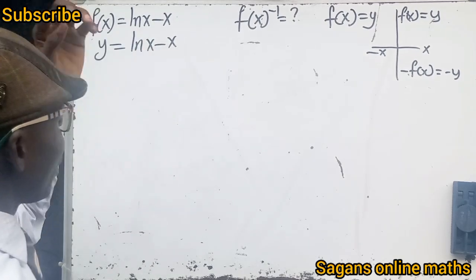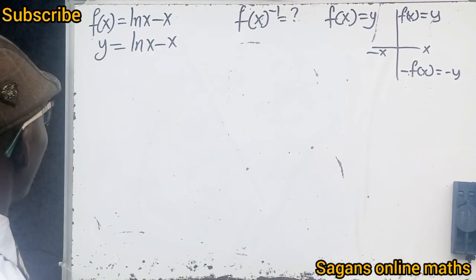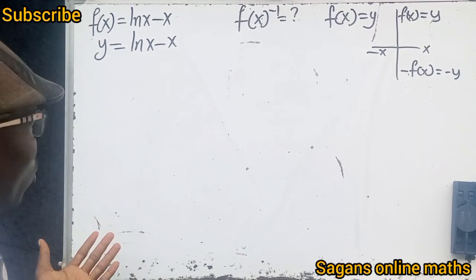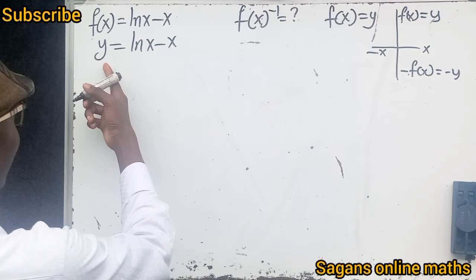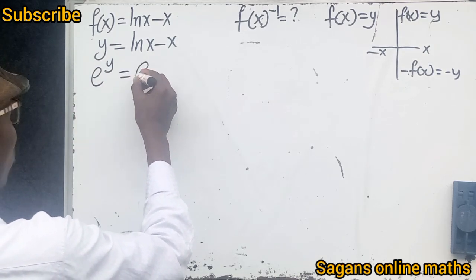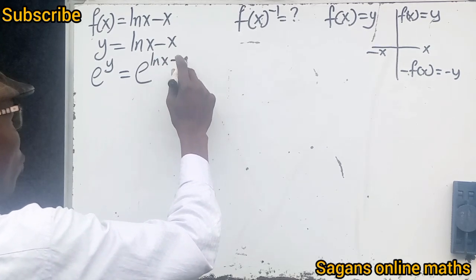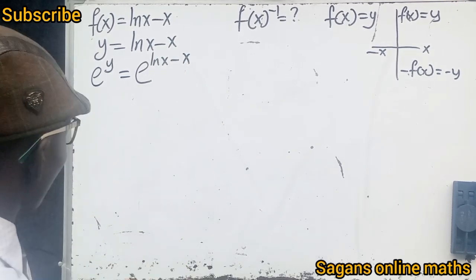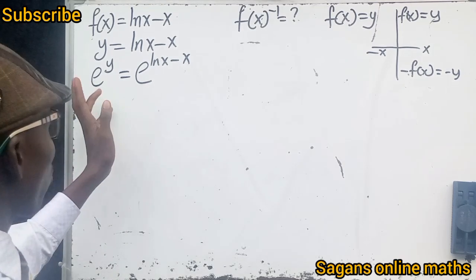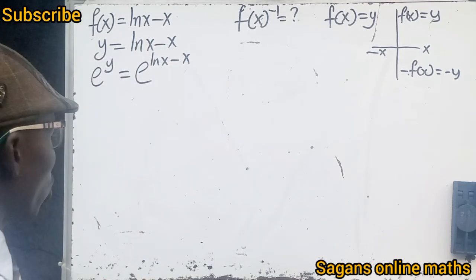Remember, we are asked to find the inverse of x. What are we going to do next? Let's look at what we are going to apply here. We are not wrong if we write this as e raised to the power of y equals e raised to the power of ln x minus x. We are not wrong if we do this, because since the bases are the same, we can equate the powers and it will go out exactly as y equals ln x minus x. So we are not wrong.